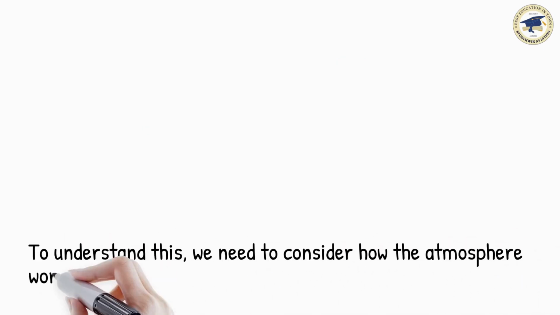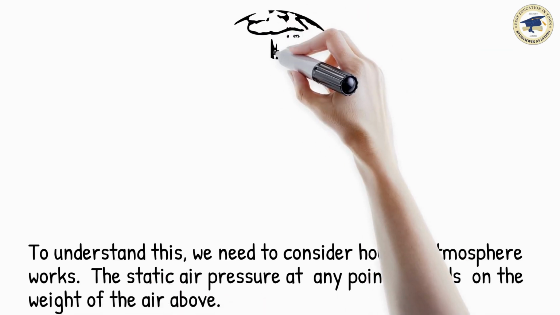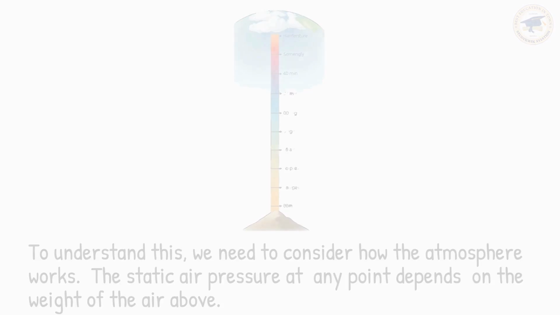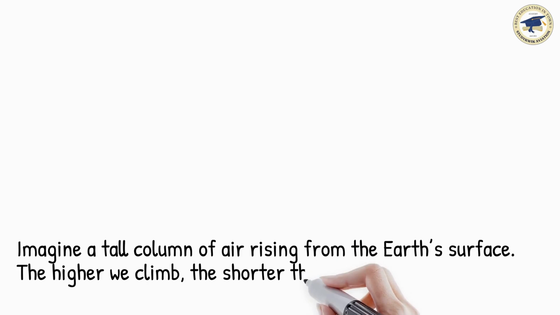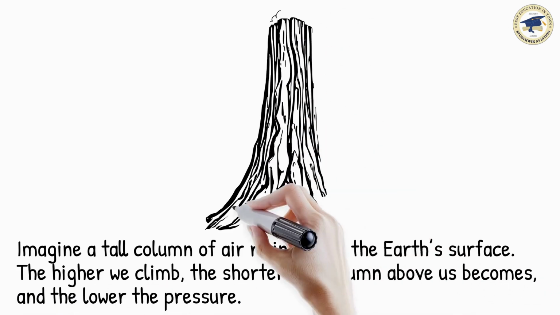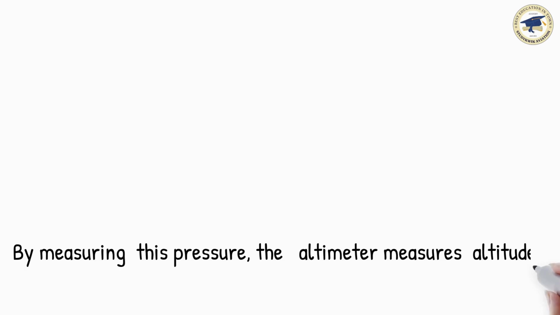To understand this, we need to consider how the atmosphere works. The static air pressure at any point depends on the weight of the air above. Imagine a tall column of air rising from the Earth's surface. The higher we climb, the shorter the column above us becomes, and the lower the pressure. By measuring this pressure, the altimeter measures altitude.